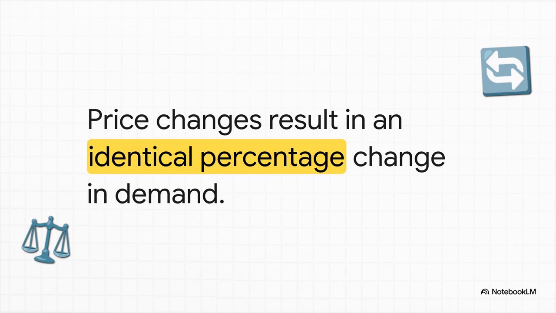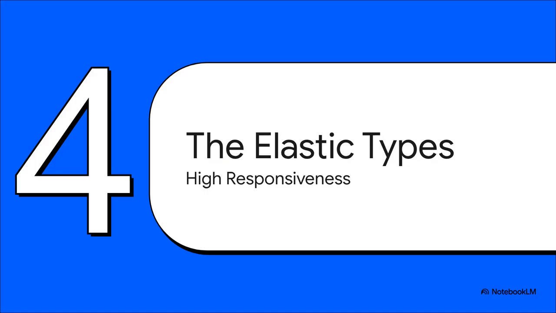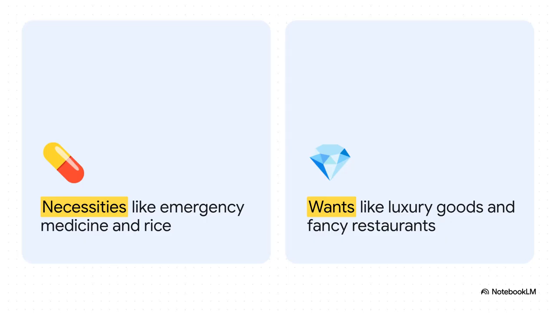You can think of it as the perfect tipping point on our spectrum, sitting right there between the goods we feel we absolutely must have and the goods we can easily live without. Section 4. The elastic types. High responsiveness. Now, what's really interesting about this next slide is how we can draw a sharp contrast before getting into the exact mathematical terms. Over on the left side of our spectrum, the inelastic side, we had survival necessities. Emergency medicine, your daily rice. You buy them because you literally have to.